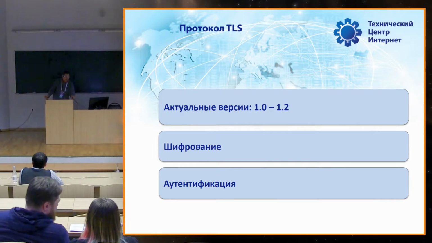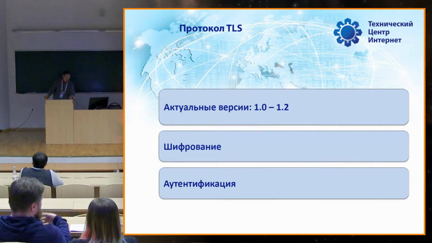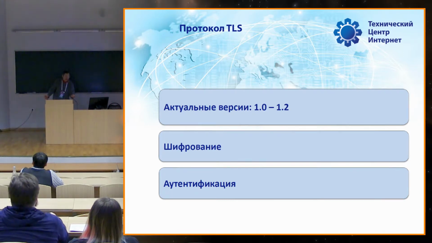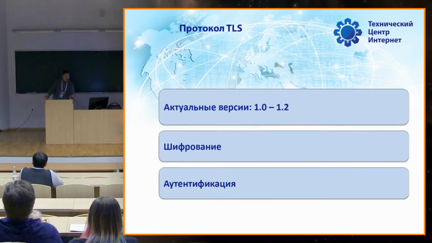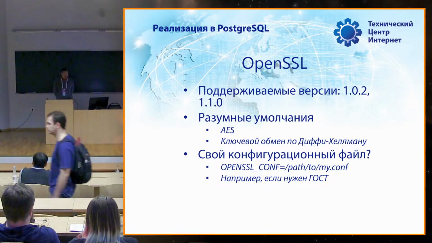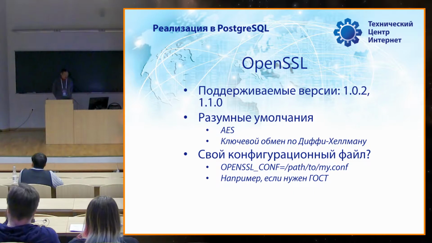In the past, SSL versions were used, and now we have only 3 versions of the TLS protocol, 1.0, 1.2. The TLS protocol fulfills 2 tasks. Encryption of traffic, everyone knows about it, and authentication of parties. Sometimes it conducts mutual authentication, sometimes one-side authentication. In Postgres, the SSL protocol is not implemented independently, it is implemented through the OpenSSL library.